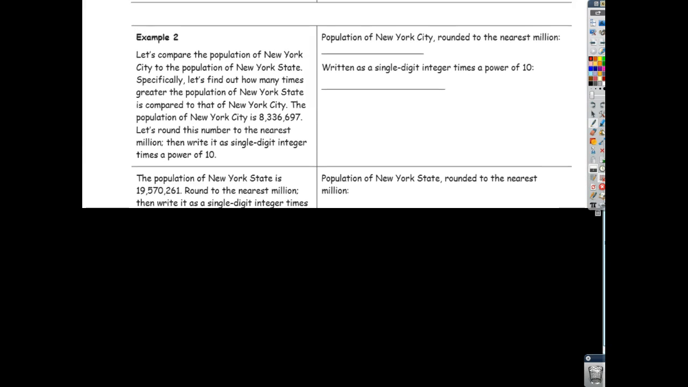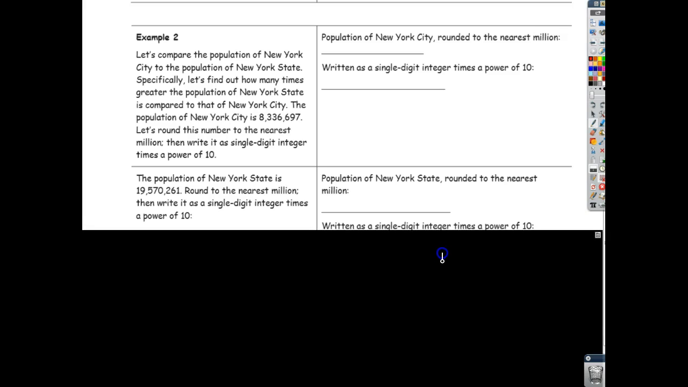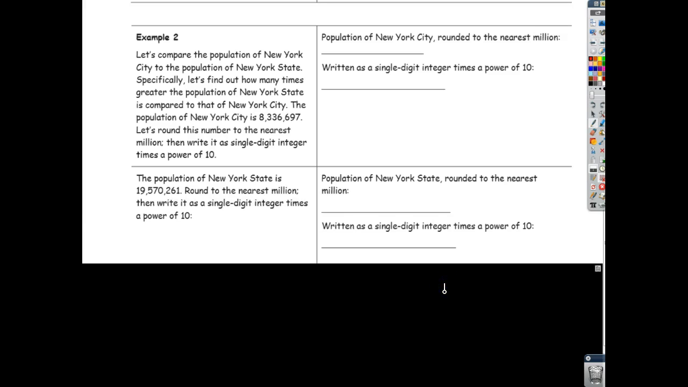Okay, so let's talk about New York again. They talk about New York City, rounded to the nearest million, and then we did example 2, which is write a single-digit integer times the power of 10, and then we did it as New York State. So the New York City, that's this currently, written as 8 million. That's how we rounded it. Written as a single digit times the power of 10 is 8 times 10 to the 6th power. This is in the millions place, so 8 million.